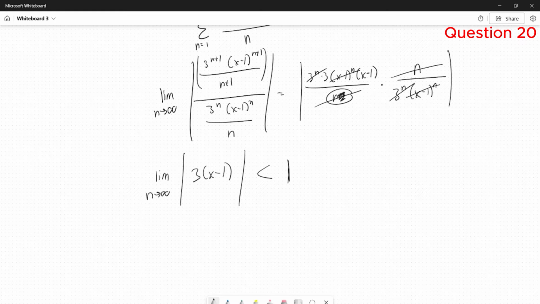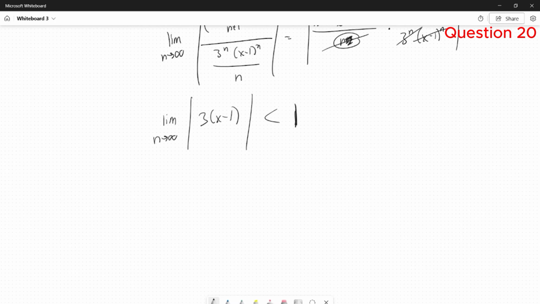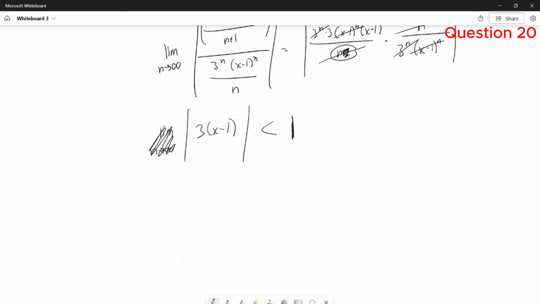Now, we know that for the ratio test to produce a convergent result, the ratio itself has to be less than 1. It can't be less than or equal to 1. It has to be less than 1. We have no more terms in n in here, so the limit is insignificant now, and all we're left with is to solve this absolute value inequality.